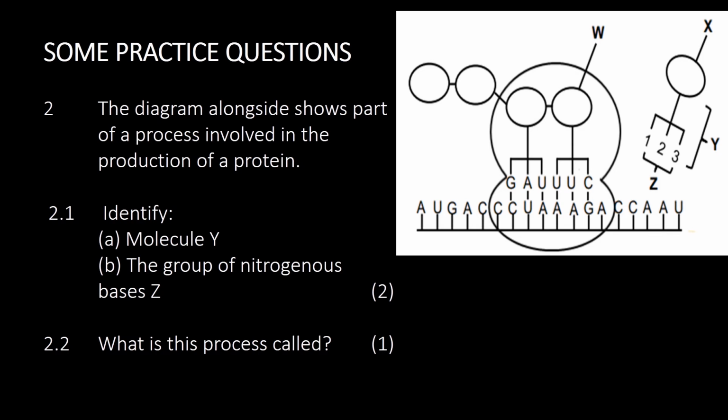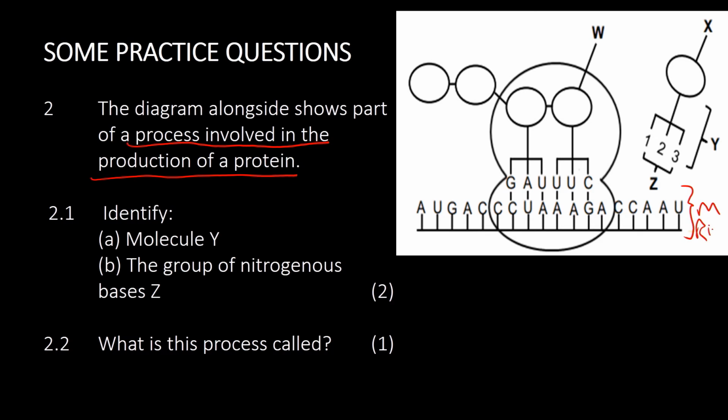Now we start getting to questions which are a little more difficult. You will always be given some type of source material, and in this case it is a diagram, and it tells us that the diagram is part of a process involved in the production of a protein. So this is obviously protein synthesis. Now, before you start answering the questions, you always have to work out, well, what is the picture actually telling me? Okay, so the picture is telling you that that is your messenger RNA carrying the code. This thing here is the ribosome.